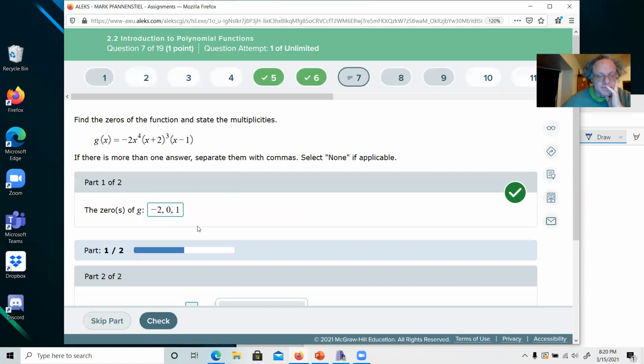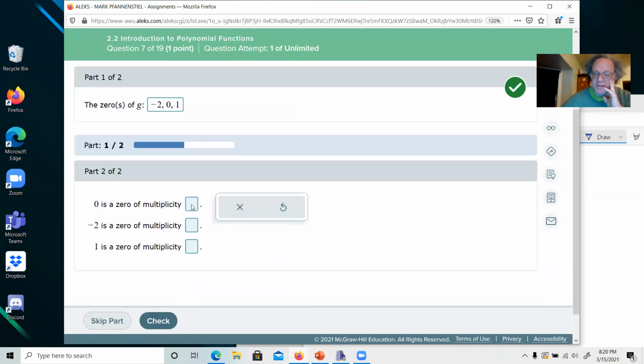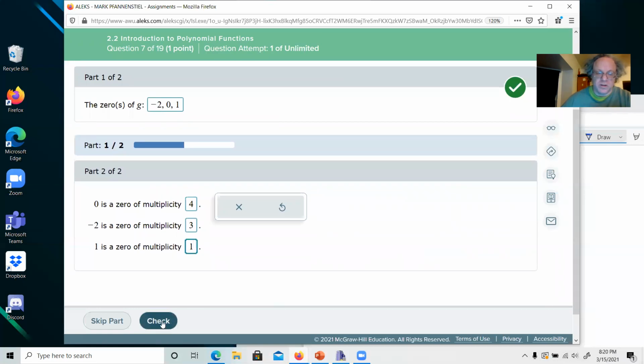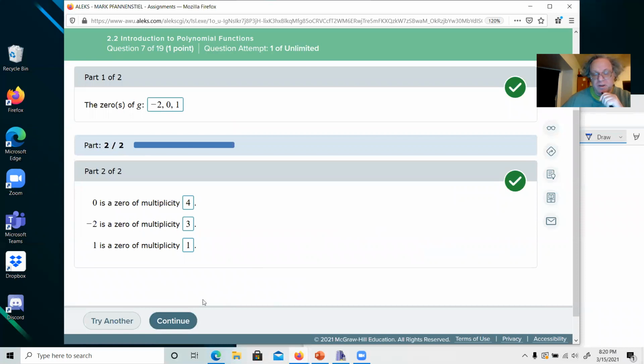Check. All right. And then we have to put down the multiplicity. So this happened 4 times. This happened 3 times. And this happened just 1 time. Okay. 4, 3, 1. Good. All right. And that's all they wanted.